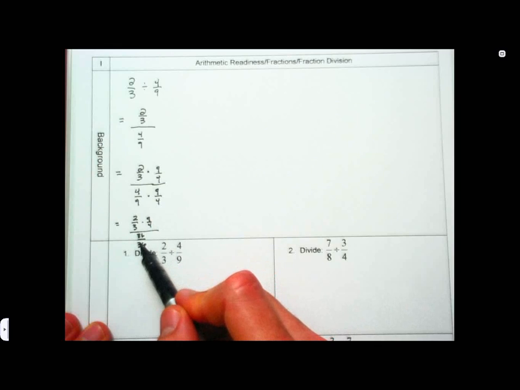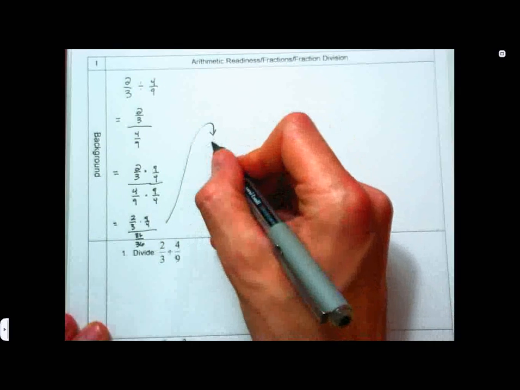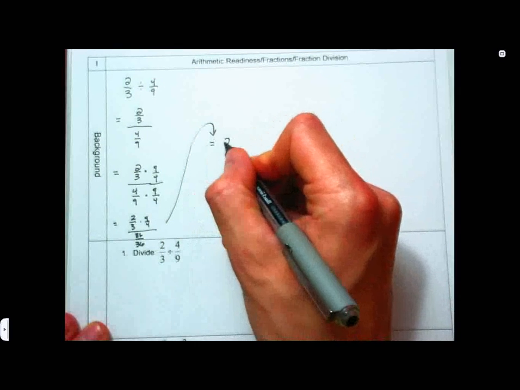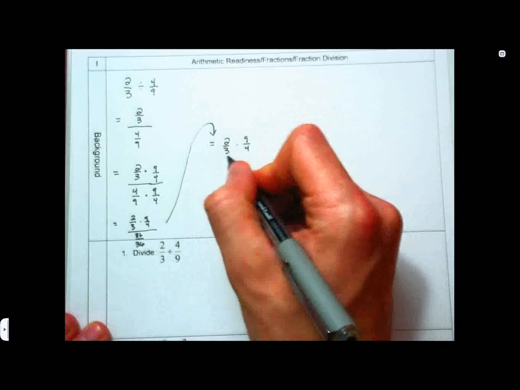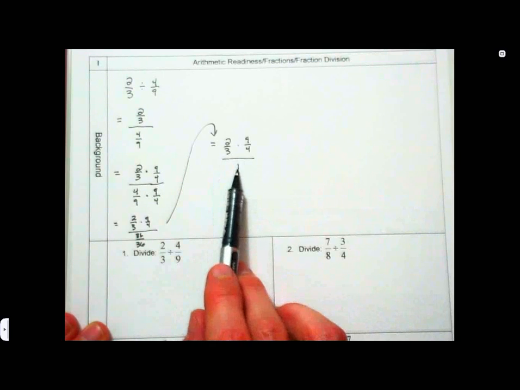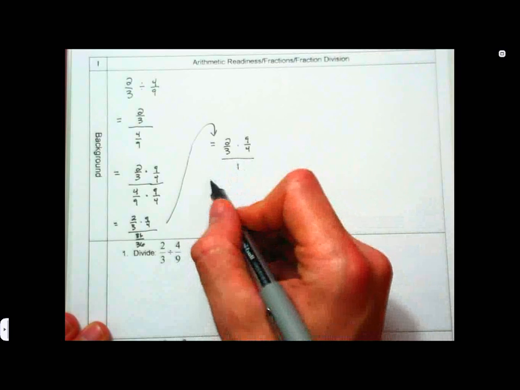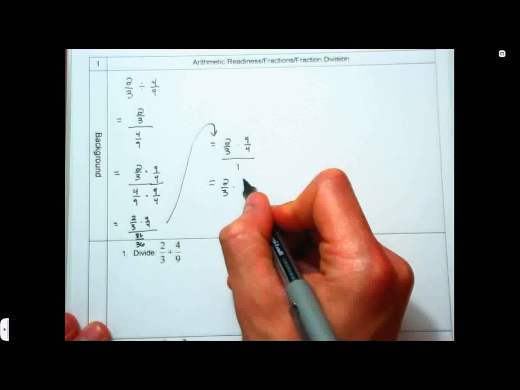And anything divided by 1 is just itself. So what we end up with is 2/3 times 9/4 divided by 1. Well, again, I don't really even need this division by 1 because anything divided by 1 is itself. So I can just leave this as 2/3 times 9/4.